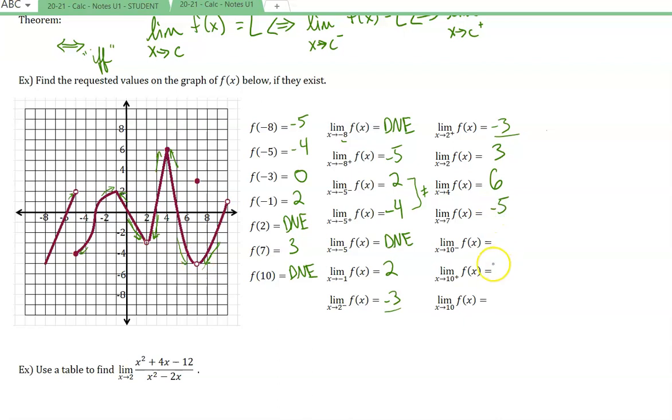Okay, and then the limit as x approaches 10 from the left. That's coming this way. We're approaching a height of 1. Again, doesn't matter that we don't reach it. As we approach 10 from the right, well, there isn't anything to the right of x equals 10, so this limit does not exist. Okay, and so because these two are not the same, because it only exists from one side, the limit as x approaches 10 does not exist either.